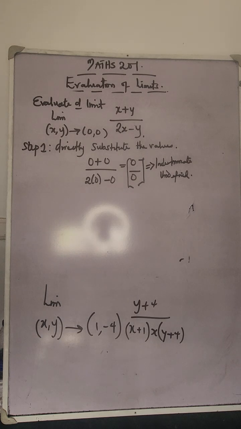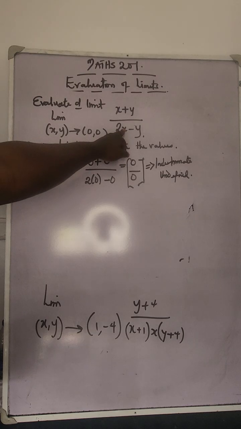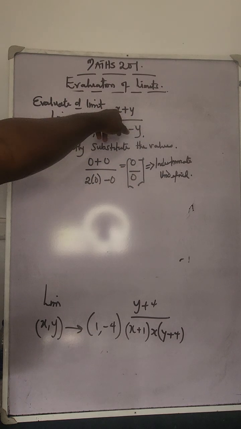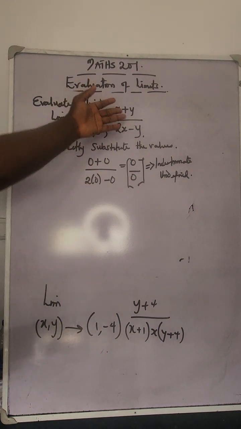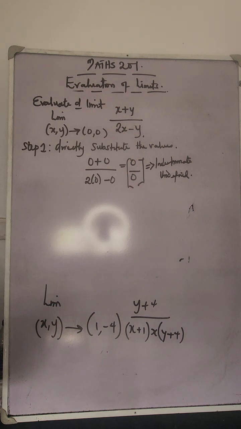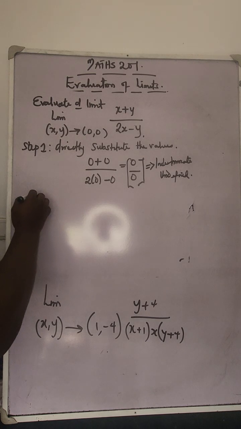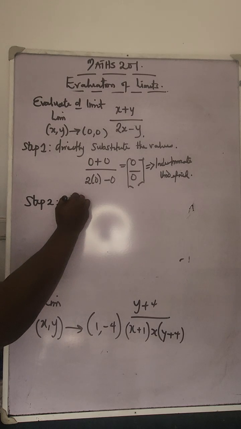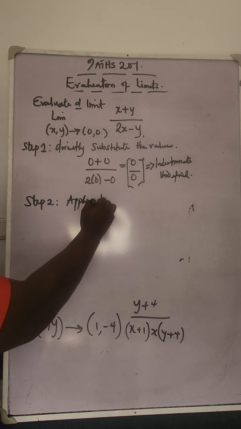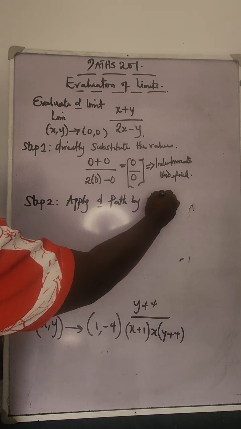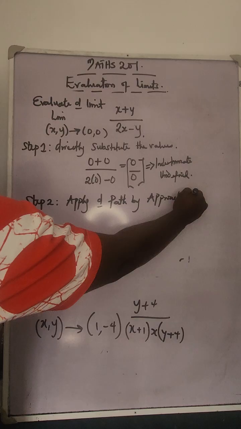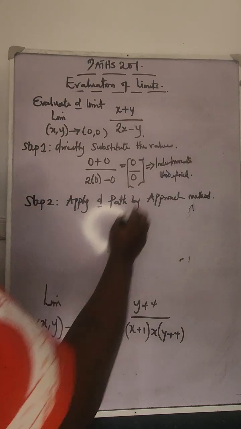And so the method I'm going to try, because I cannot factorize here. Nothing is common to this and nothing is common to this, and these are two different variables, right? I can't factorize here. So it is best for me to try another method. And the method we'll be trying is the path by approach method. So step 2, we apply the path by approach method.